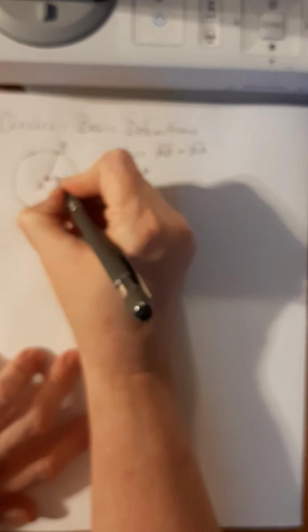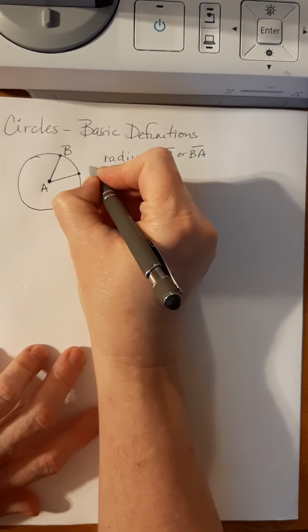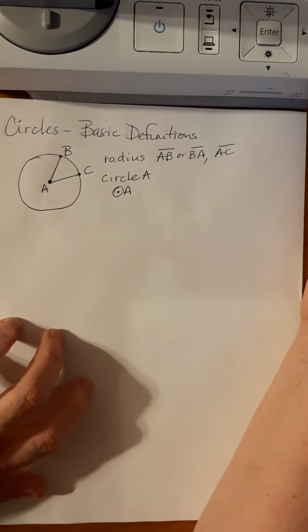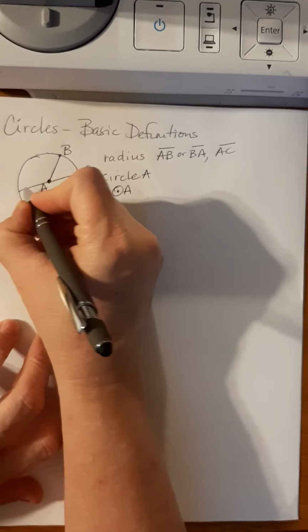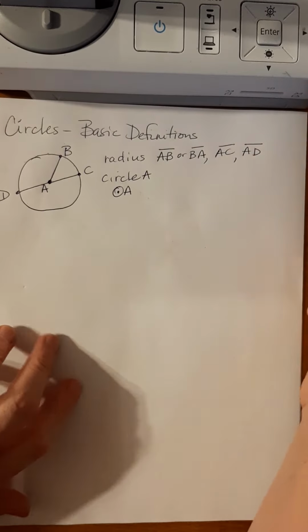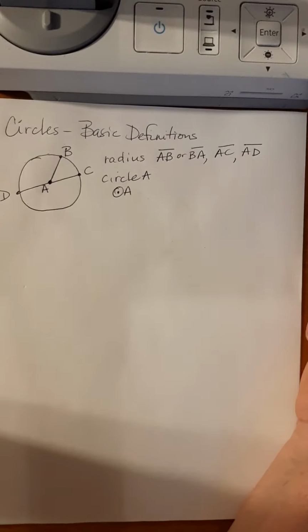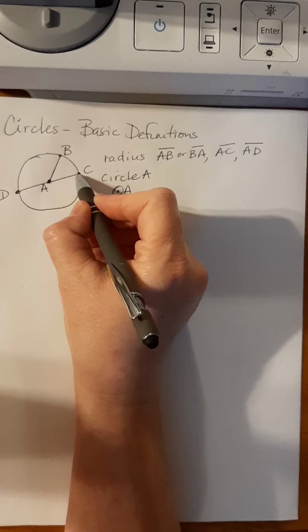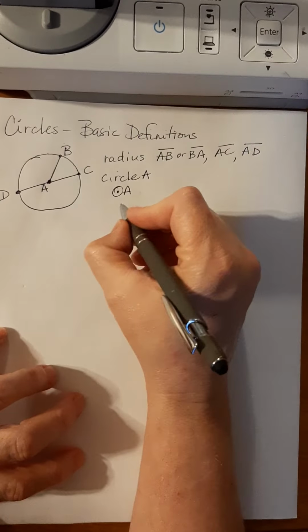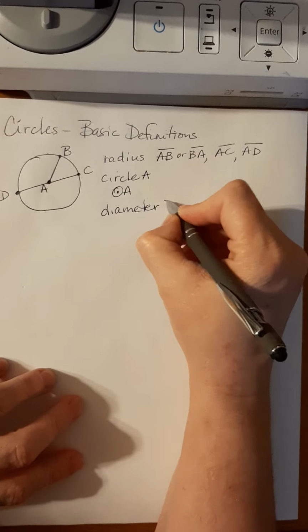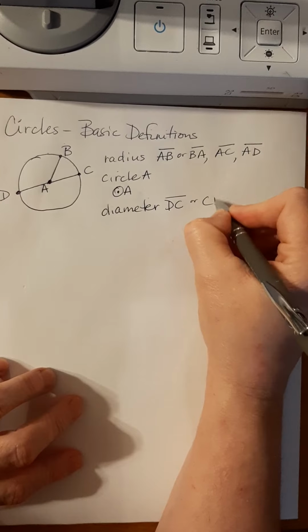Then you have, what I was saying a minute ago. So if I have, let's say, AC right here, that's also a radius. I could even go over here and say AD is also a radius. But notice how, if it goes from D through the center all the way to C, that's called the diameter. So DC or CD.